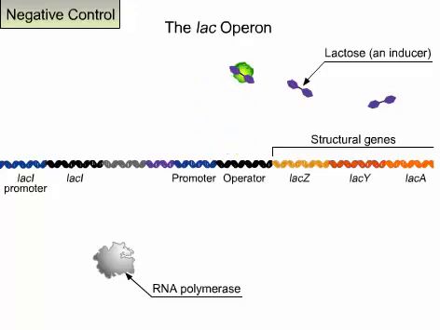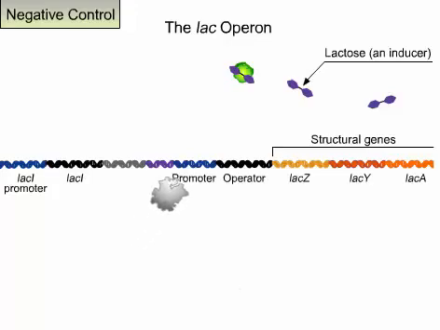Lactose can also cause this change in shape while the repressor is bound to DNA. In this case, lactose releases the repressor from repressing the operon. The RNA polymerase can then transcribe the structural genes.